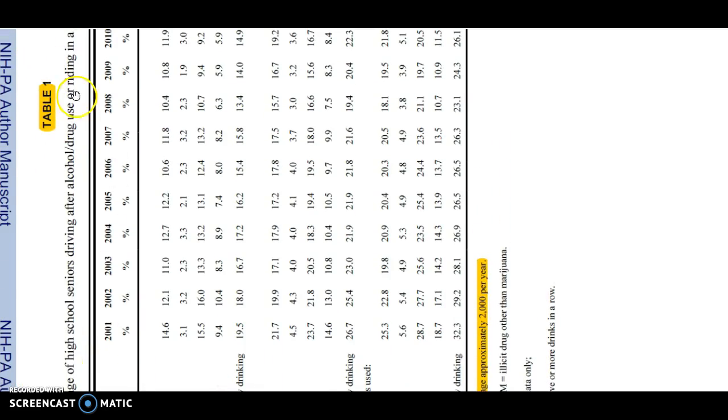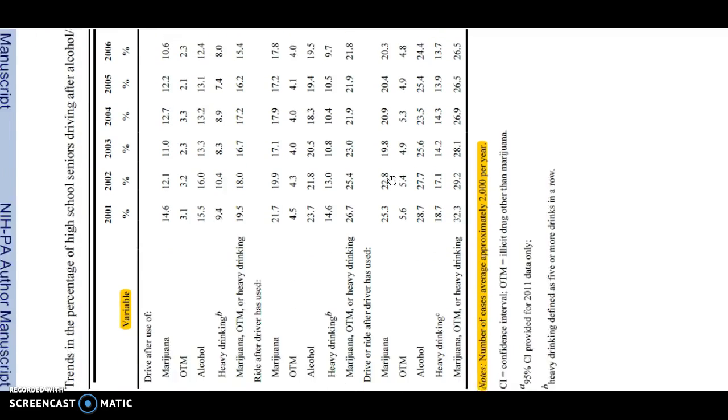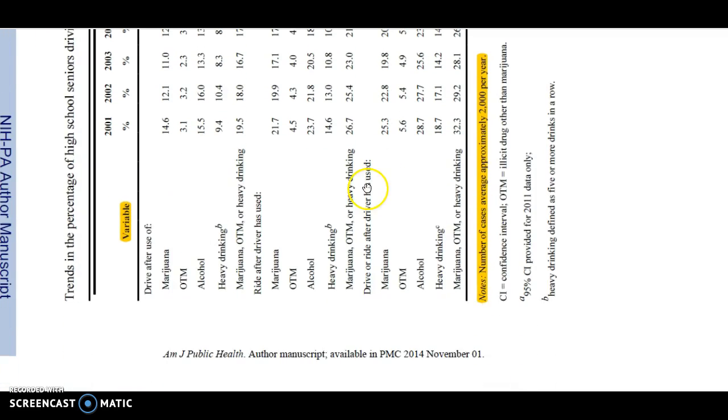And here we see table 1, and a table is a graphic display of statistical information or any other kind of information. It summarizes it. And here we can see the word variable. These are the different things that they looked at, and we're going to come back to that. Now let's go back to our list now that we know what a caption is.